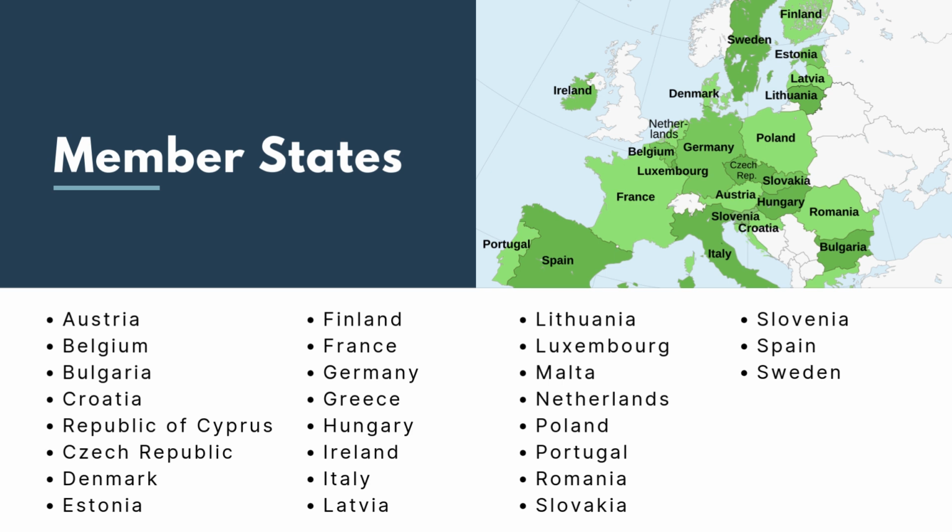Now, on this map, you can see the member states of the EU. They are Austria, Belgium, Bulgaria, Croatia, Republic of Cyprus, Czech Republic, Denmark, Estonia, Finland, France, Germany, Greece, Hungary, Ireland, Italy, Latvia, Lithuania, Luxembourg, Malta, Netherlands, Poland, Portugal, Romania, Slovakia, Slovenia, Spain, and Sweden.